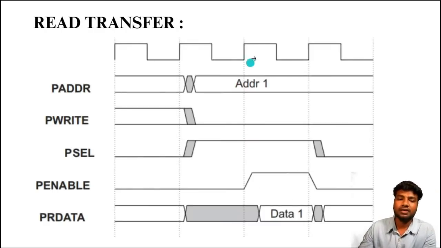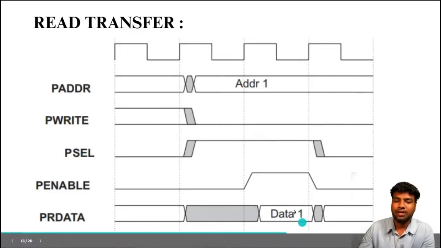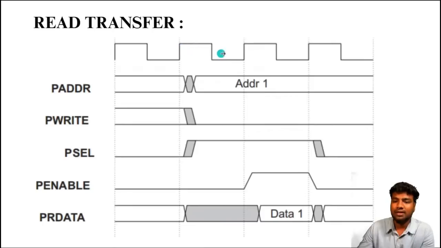So this is a read transfer. You can see here PWRITE is low, so it will take 2 clock cycles to read the data. PWRITE is low, and then PADDR is address 1. In the second cycle only I am getting the PRDATA. And then PENABLE will rise at the second cycle. You can see here this is 2 clock cycles, this is one transfer. It will take 2 clock cycles to make one transaction.